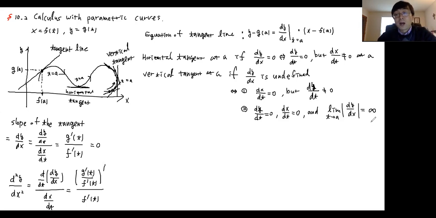So we have two possible cases for finding a vertical tangent line. Another one is here: the second derivative, d squared y over dx squared, is positive. What does it mean? The graph is concave up.